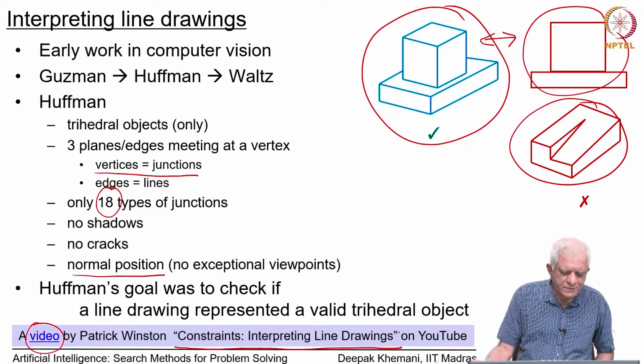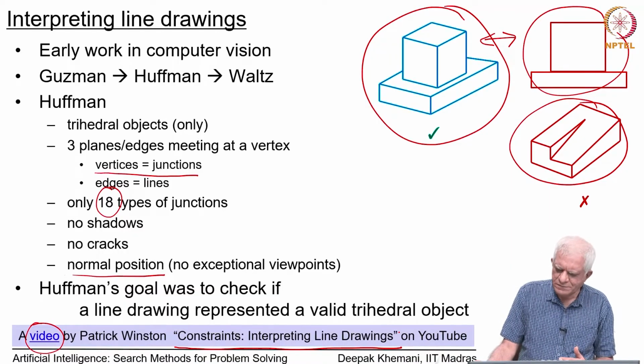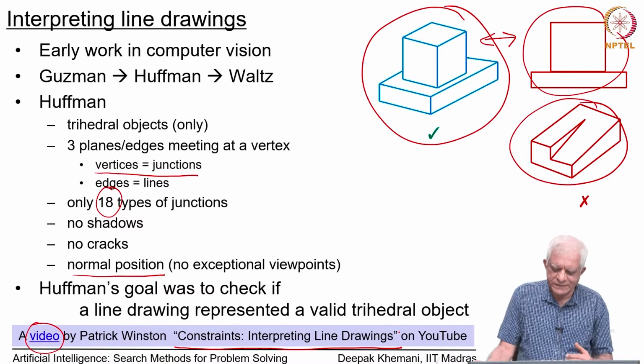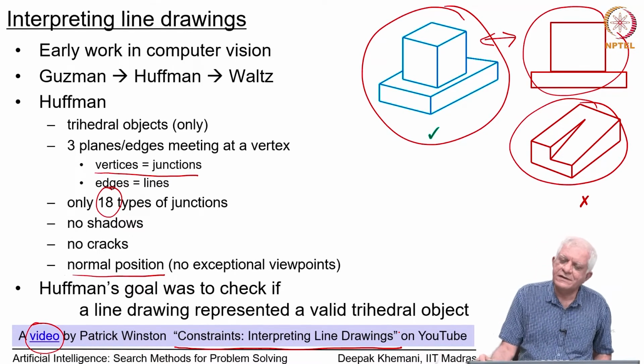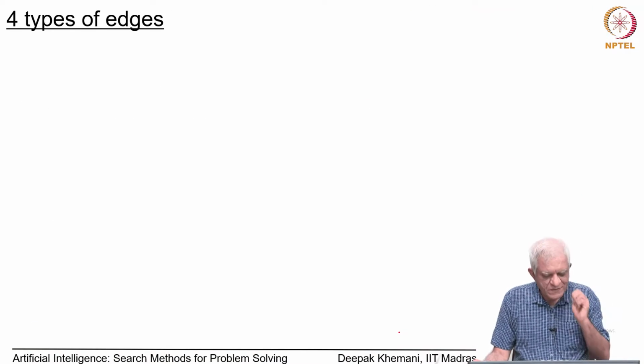So, let us focus on this problem of how to label these line drawings. And what do we mean by label? We want to characterize the edges in a particular way. What Huffman said is that there are only 4 types of edges and there are only 18 types of vertices. If your object is trihedral, there are no cracks, there are no shadows and things like that, then we can work with that. So, there are 4 kinds of edges. Let us start with that.